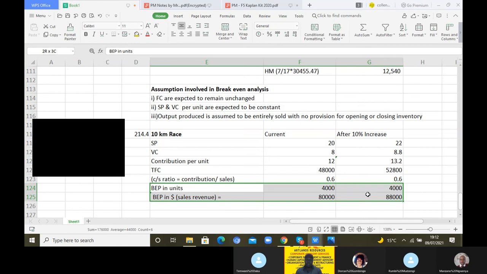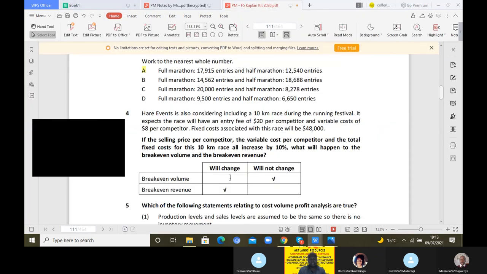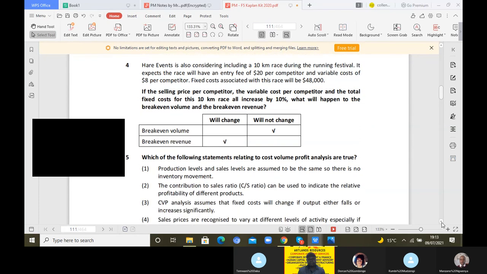So the examiner wants you to tell him or her what happens to break-even point in units and break-even point in sales volume. So break-even point in units, you can see it remains unchanged, but break-even point in sales volume changes. So this is a tick question. Break-even point in units unchanged. Break-even point in dollars changes. So we have proven that.